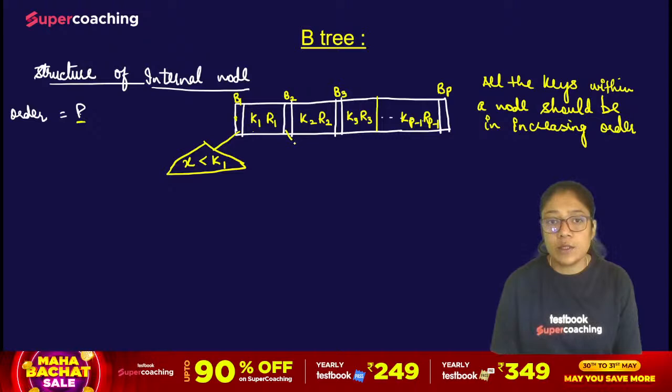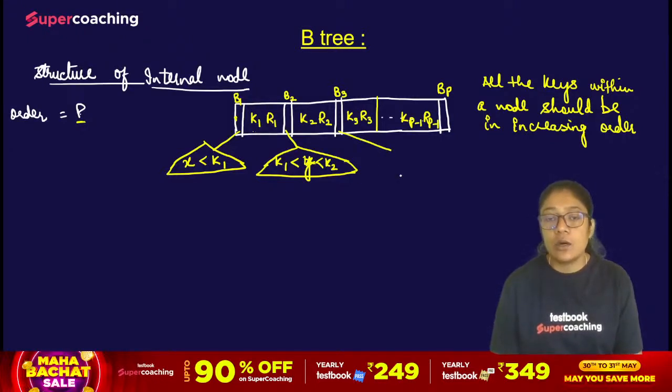right? Its value should be less than K1. And here, whatever elements we get will be greater than K1 and smaller than K2. Greater than K1 because it's present on the right hand side of K1, and smaller than K2 because it's present on the left hand side of K2. This is the condition. Or let me call this Y because this is not the same element. And similarly here, whatever element we get, let me call this Z. So this Z, since it is present on the right hand side of K2, will be greater than K2 and less than K3.